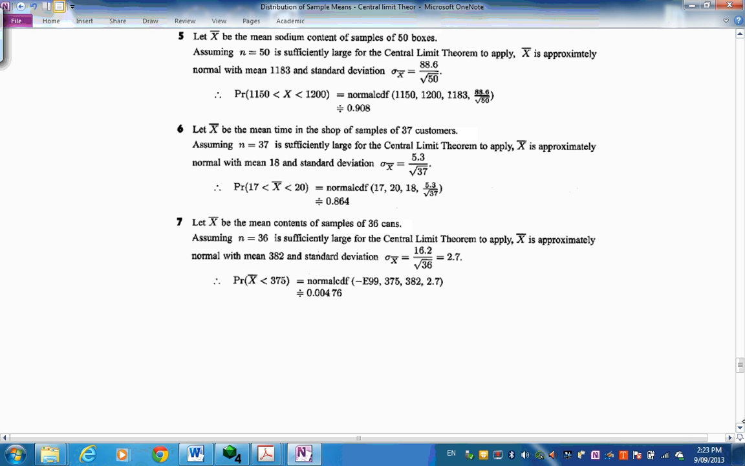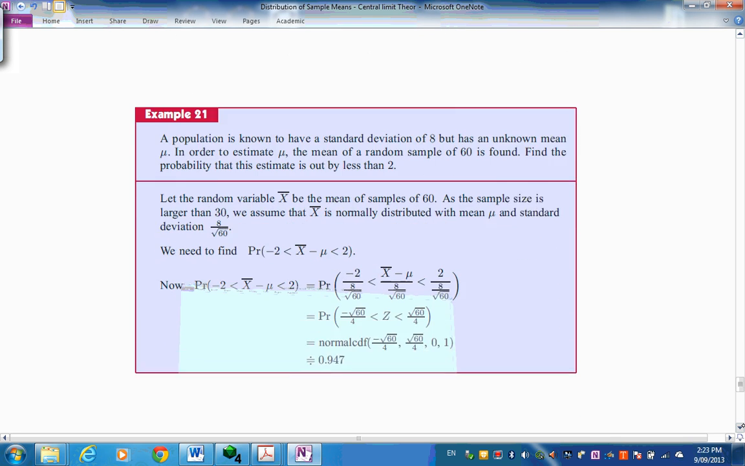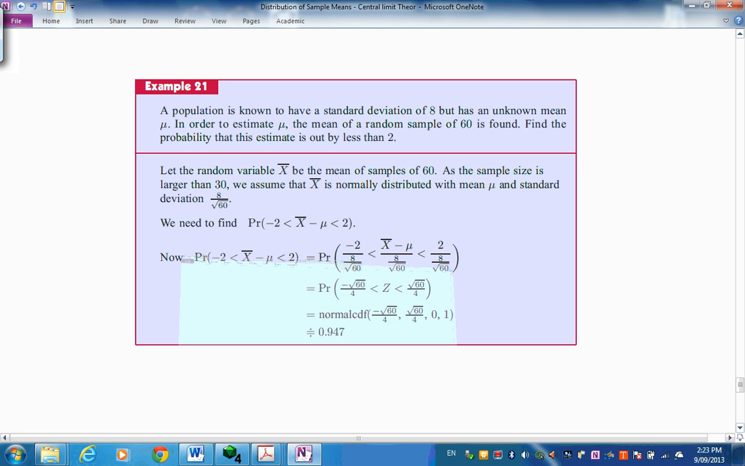An interesting little problem to finish off with here. A population known to have a standard deviation of 8, but has an unknown mean, mu. In order to estimate mu, the mean of a random sample of 60 is found. Random sample, mean, x bar, n of 60. Now, 60 sounds a reasonable size. They use 30, that's questionable as a measure. But anyway, 60 is a fairly large sample.